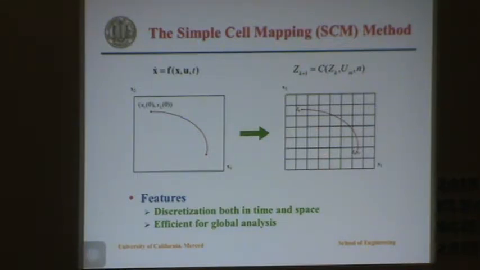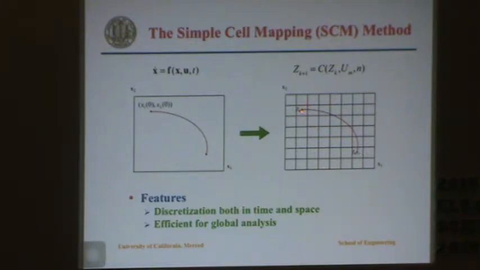Many nonlinear features of the system can be discovered just by working on the database without further numerical integration. This is the concept of the cell mapping method, which started at the end of the 1970s, early 1980s, when I joined my advisor in Berkeley. We were trying to understand the global nonlinear dynamics. When you have a nonlinear system, what kind of steady state solutions may you have, and how can you find them? So this is the idea.